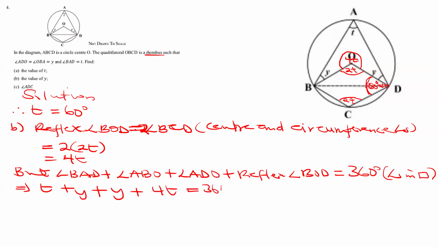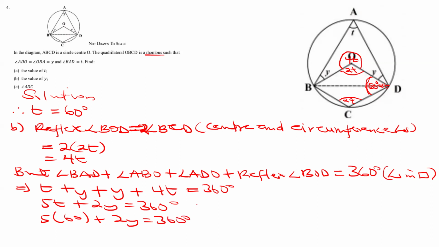360 degrees. So at this point, you can either substitute now or you simplify before you substitute. I'm going to simplify before substituting. So I will get 5t plus 2y is equal to 360 degrees. Don't forget your degrees at every stage. So now this will give you 5 times your t, and that is 60 degrees, plus 2y should be equal to 360 degrees. My professors, I hope you are following.